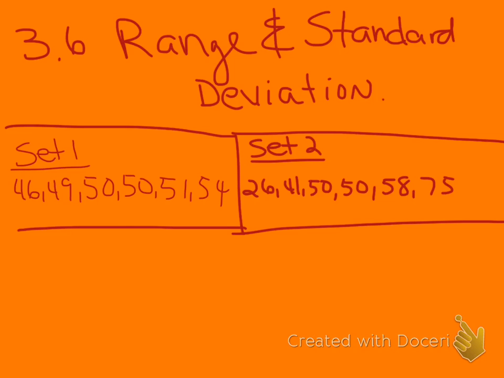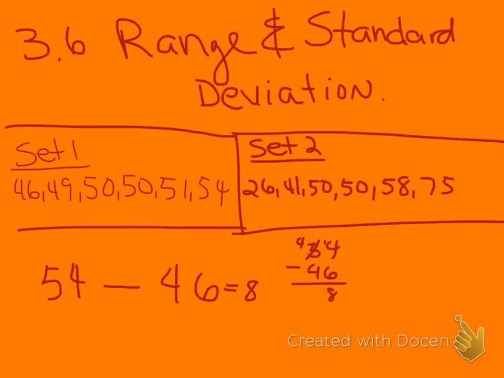The range is very simple to calculate. The range of a set of data is the difference between the greatest and the smallest. If we look at set 1, the highest is 54 and the lowest is 46, and to find the range all we do is subtract them. So 54 minus 46, we're going to have to borrow. Make that a 4. So we get a range of 8.